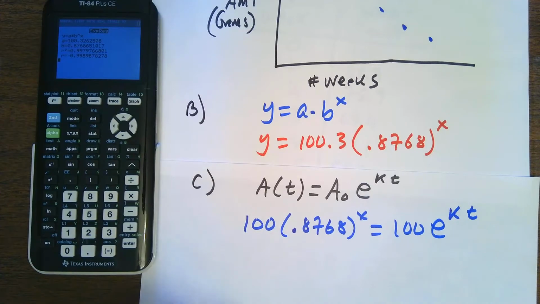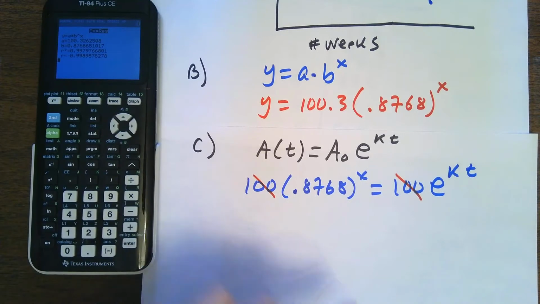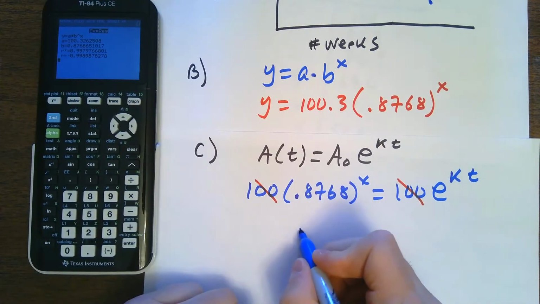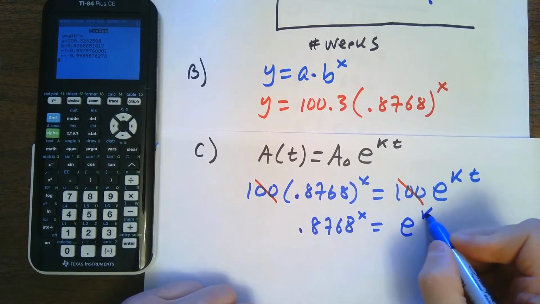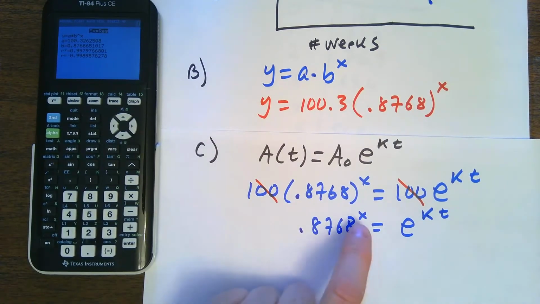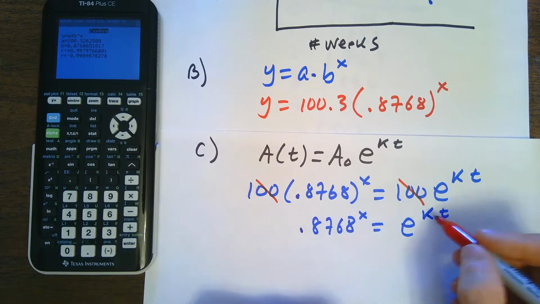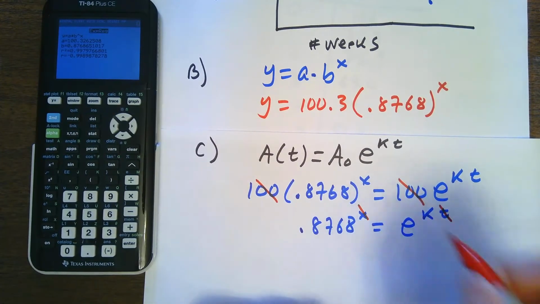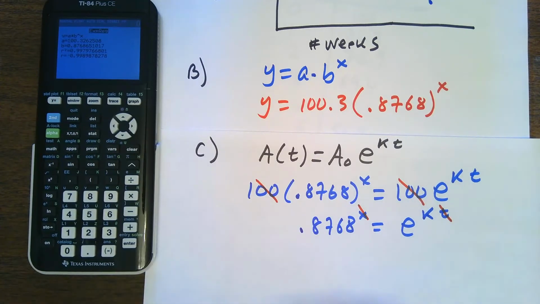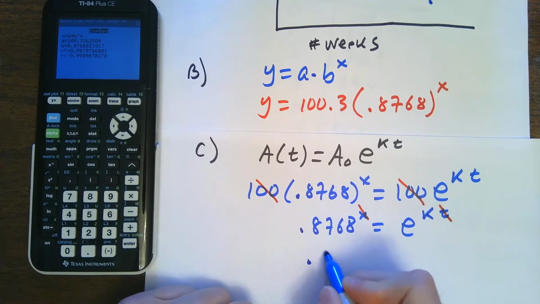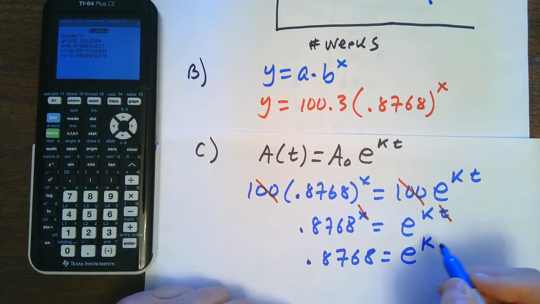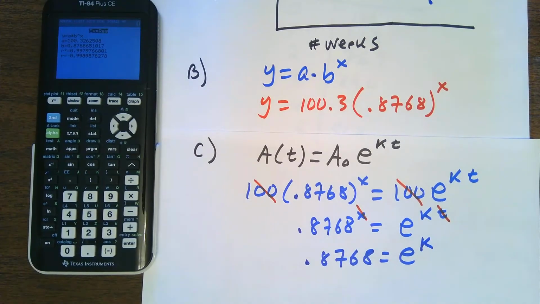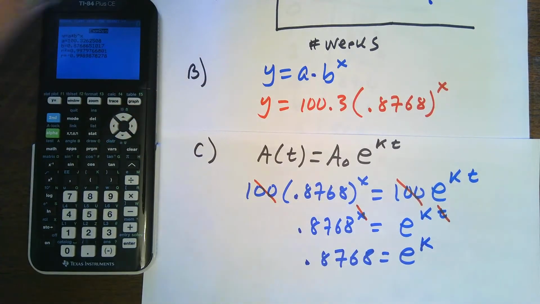All right, well, the initial amounts are the same, so we'll get rid of those. And it looks like I've got too many variables here, but hang on. So now I've got 0.8768 to the x equals e to the kt. But x and time in weeks, they're the same thing. So those are going to cancel each other out. So now I've got 0.8768 equals e to the k. Now I've got an equation I can solve for my constant. I want to solve that for k.